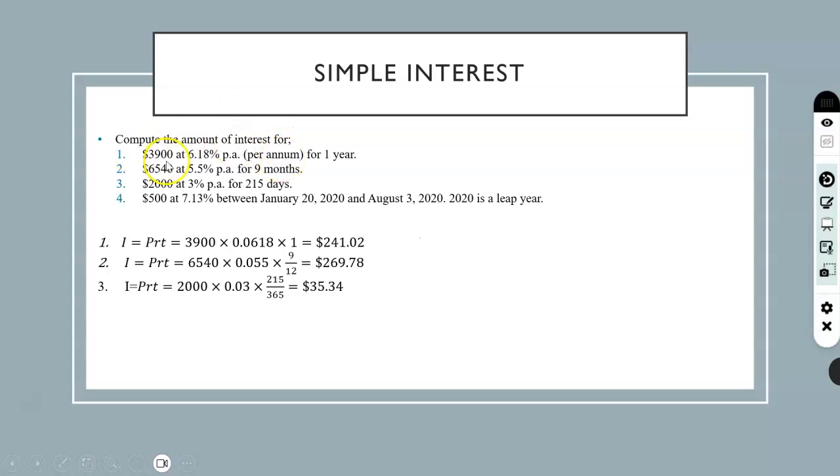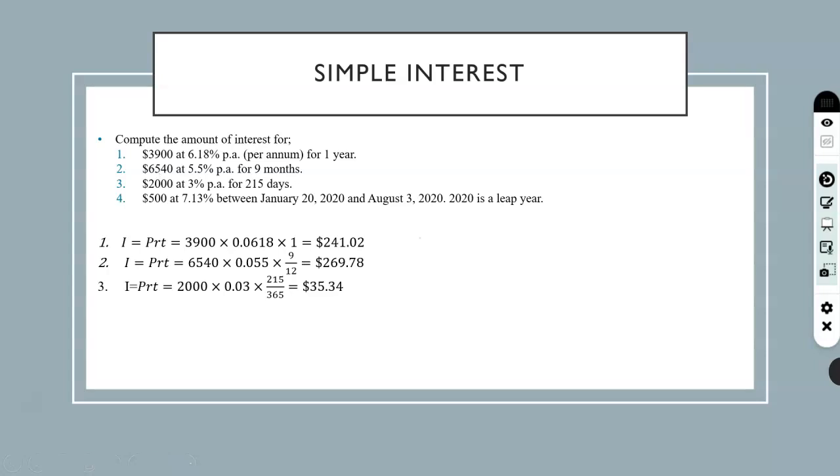Compute the amount of interest for $3,900 at 6.18% per annum for 1 year. So the principal amount is 3,900 and rate is 6.18% and time is 1 year. So P is this one and 6.18% you will convert to decimal form and you will write it there and T is 1. So you will multiply all to get the interest which is $241.02.